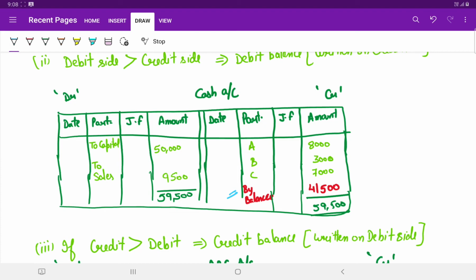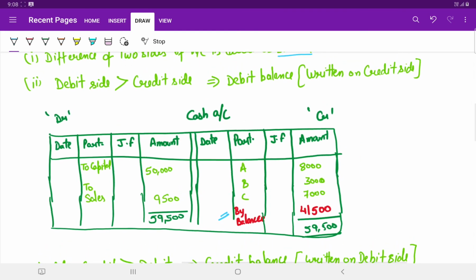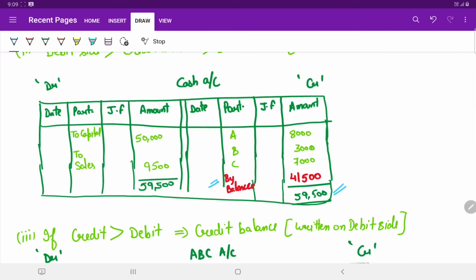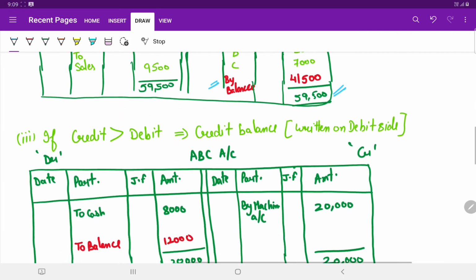So the debit side is more than that of the credit side. So we will have to write on the credit side by balance 41,500, and then ultimately the entries will be balanced. So 59,500 amount is on both the sides.